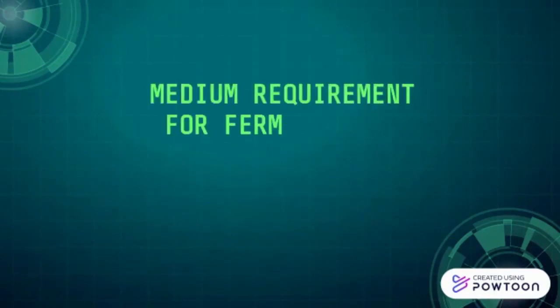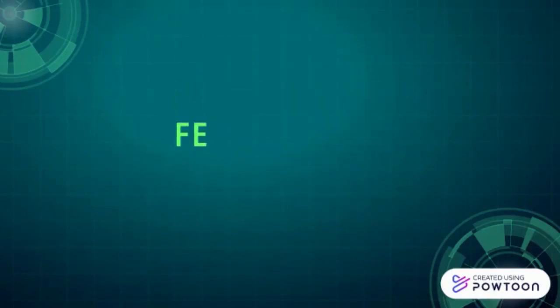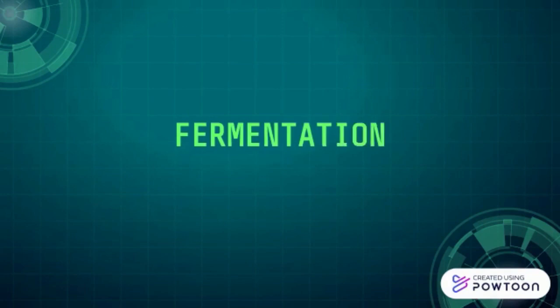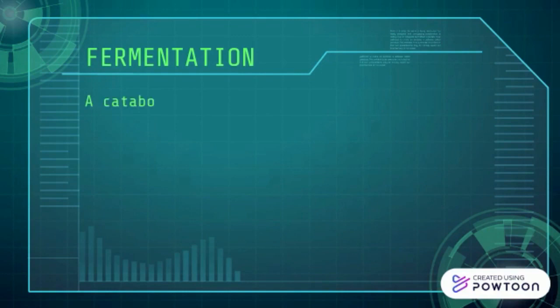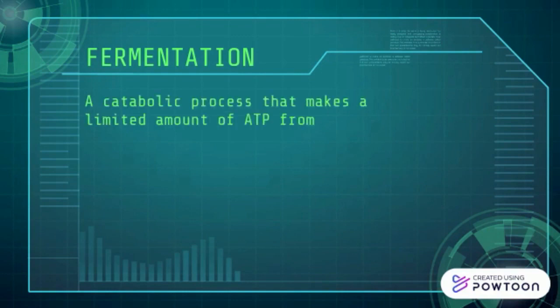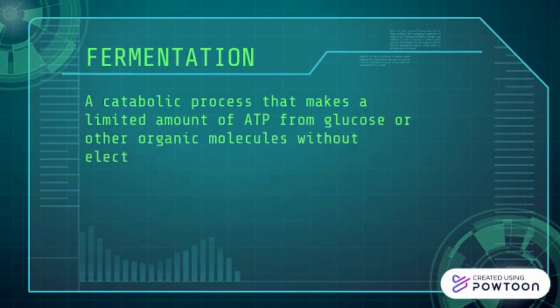Medium requirement for fermentation process. Fermentation. Fermentation process is a catabolic process that makes a limited amount of ATP from glucose or other organic molecules without electron transport chains and that produces a characteristic end product such as ethyl alcohol and lactate.